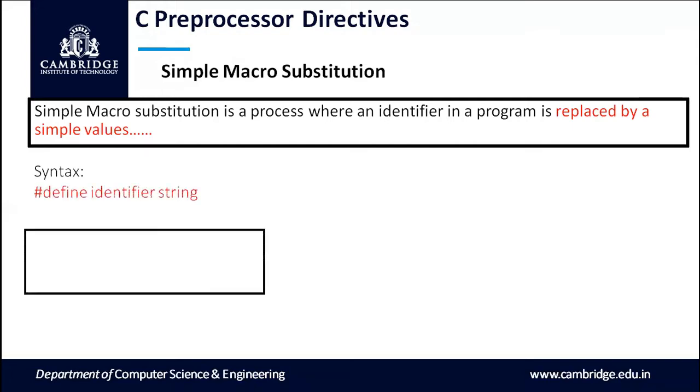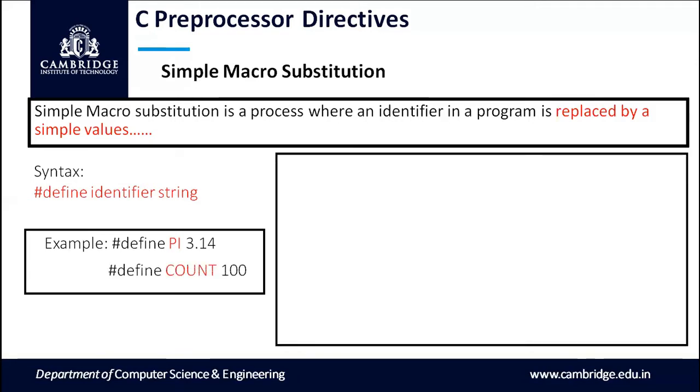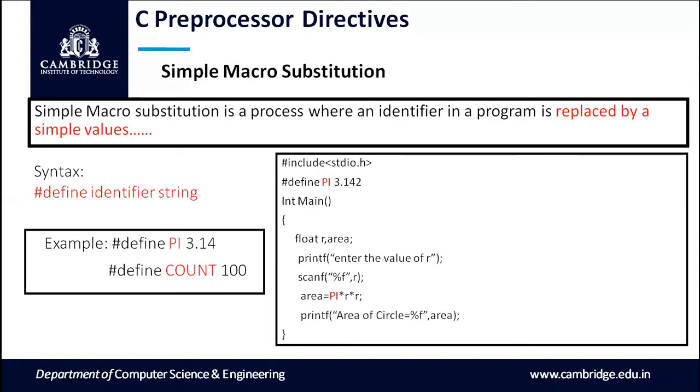I'm going to take the same example here. The syntax holds the same: #define identifier string, where this string holds a constant value. That value will be substituted throughout my program. Again, for example, #define PI 3.14: wherever PI comes in my program, the value will be replaced. Wherever COUNT comes in my program, the value will be replaced. We'll see one example program. This example program finds the area of a circle.